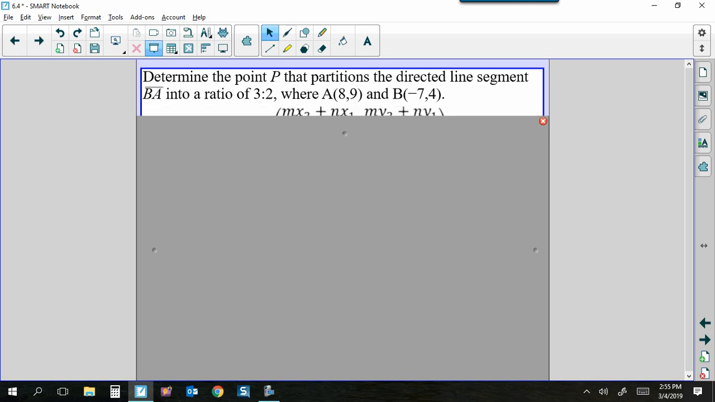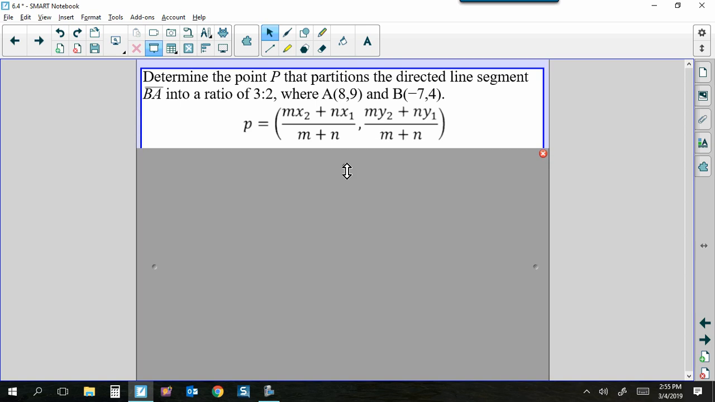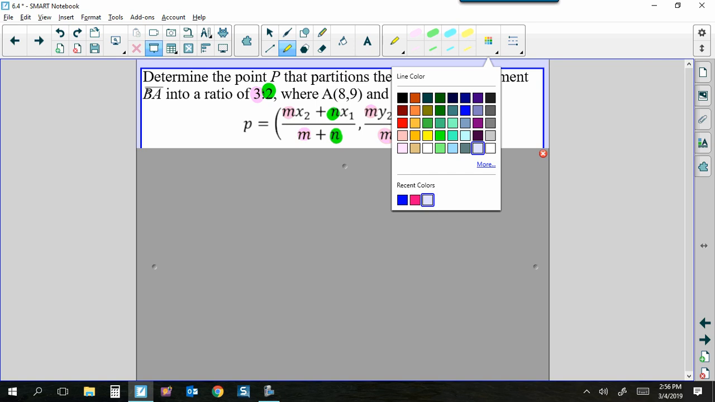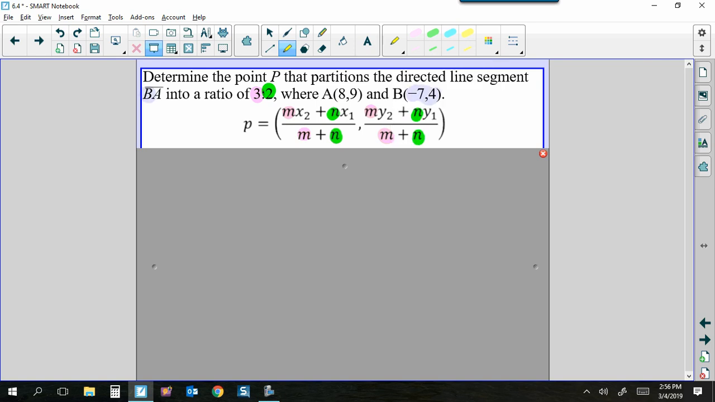All right, so first thing you guys should have done is written down your formula. And then again, kind of look at the clues that we're giving you. We know that M is 3, so we should have put a 3 in those 4 places. We know that N is 2, so in these 4 places, you should have written a 2. The name of our segment is BA, so that's telling me that B is our first point this time. So this is our X1, Y1. And A is our X2, Y2.